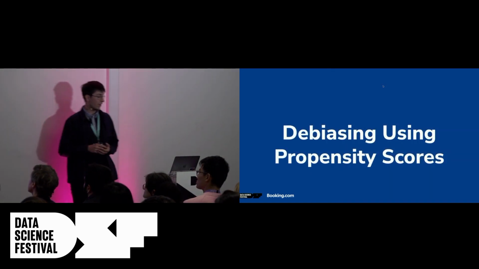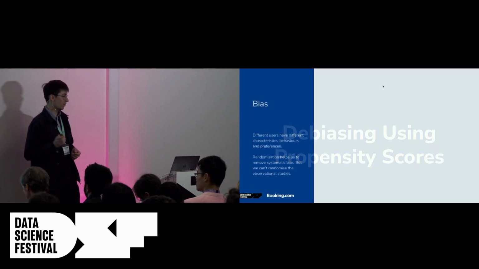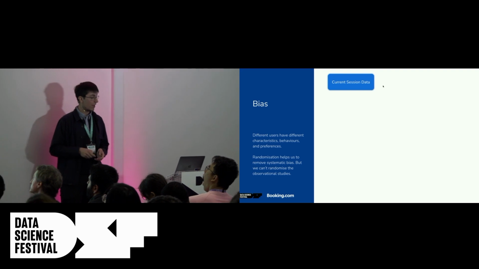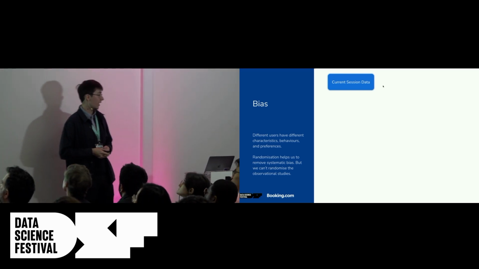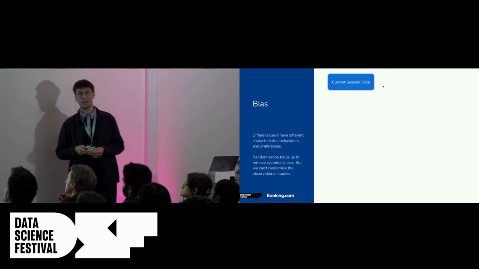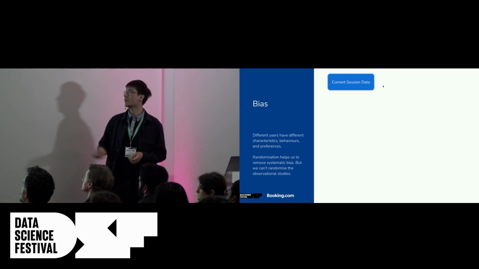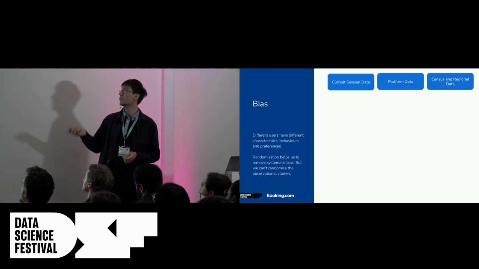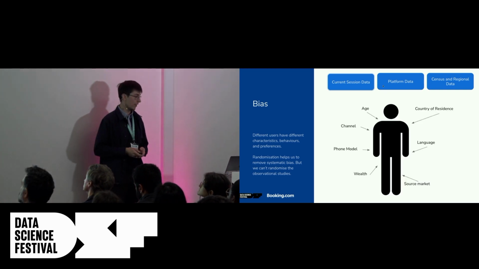So let's start with the first exciting model, which is propensity score matching. Bias in our data, specifically for booking.com but in general, can have multiple sources. We have a couple of data sets available that we are able to account for, and they debias our data.